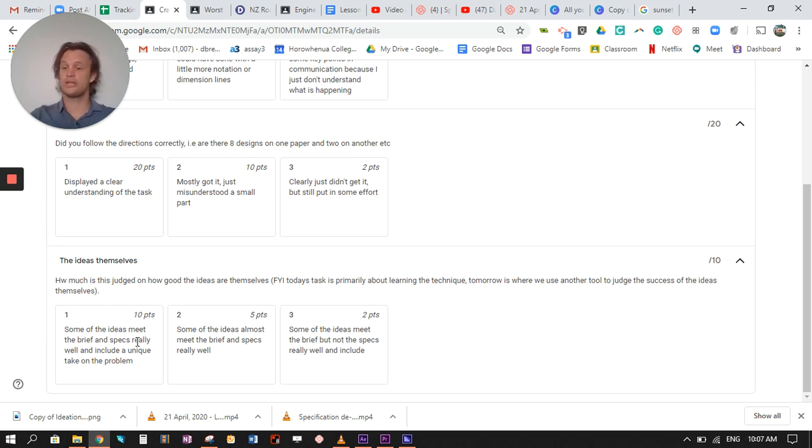Now remember, that's only some. It doesn't need to be all of them, because I expect that some of those ideas will also be complete rubbish, right? You'll get 5 points if some of those ideas met the brief and specs well, but they weren't really unique. There's nothing kind of fresh there, right? And in terms of 2 points, some of the ideas meet the brief, but not the specs, and that's pretty much how that works, right? So that's what you're going to be judged on.